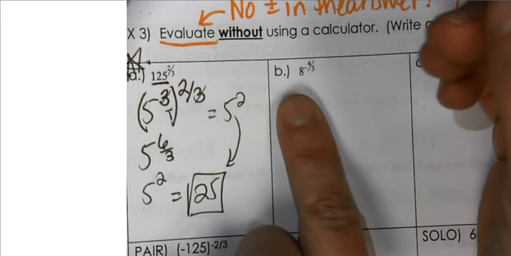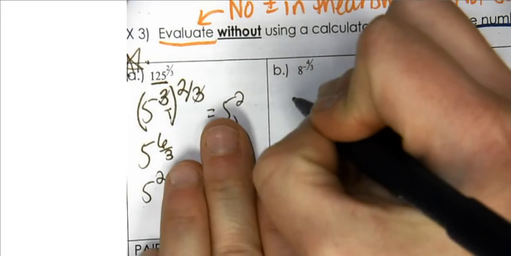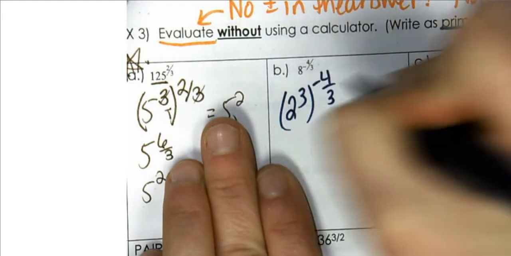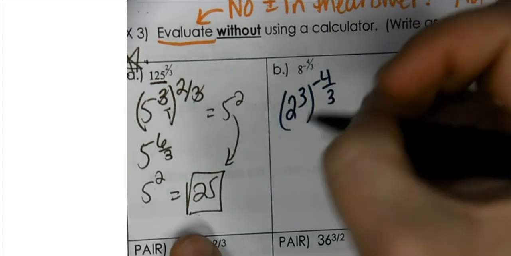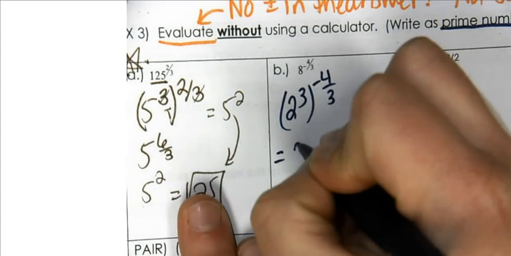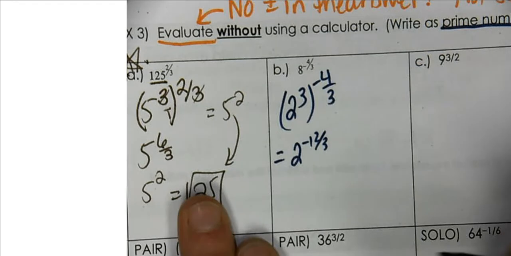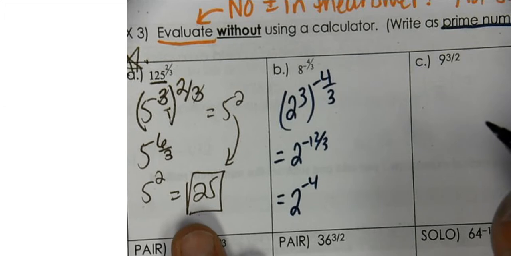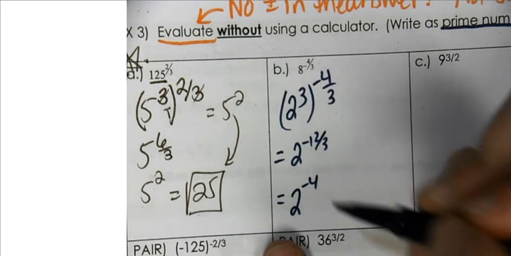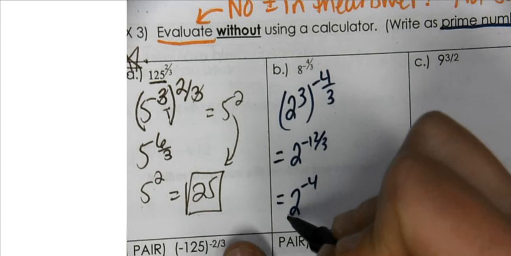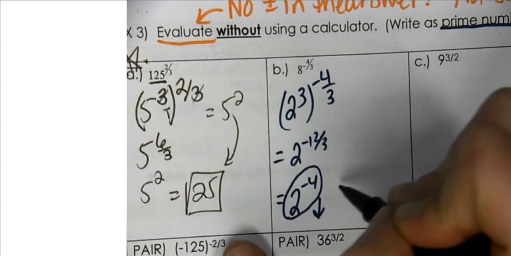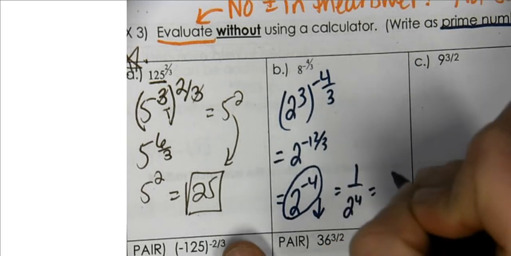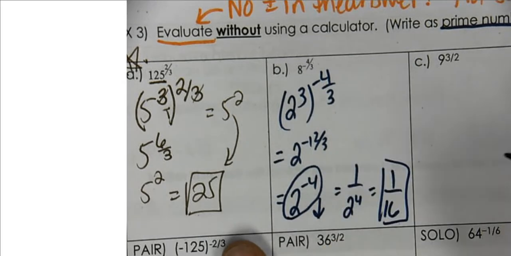Let's go ahead and look at letter B. I see that we're working with the number 8, and I know that 8 is 2 to the 3rd power, and I am raising this to the negative 4/3 power. You can view this really as 2 to the negative 12 over 3 power. Negative 12 over 3 is really 2 to the negative 4th. Because this is raised to a negative exponent, I'm not going to end up with a negative answer. We remember that negative exponents aren't happy where they're at, so you have to bring them down. This is really 1 over 2 to the 4th, and 2 to the 4th is 16. So my answer is 1 over 16.